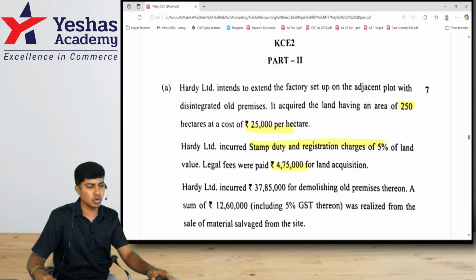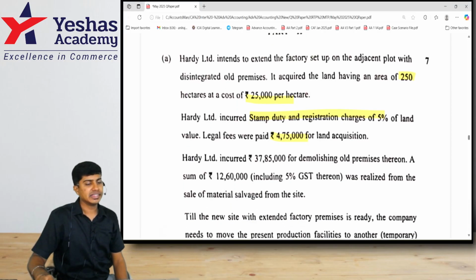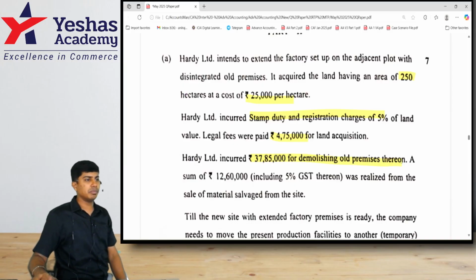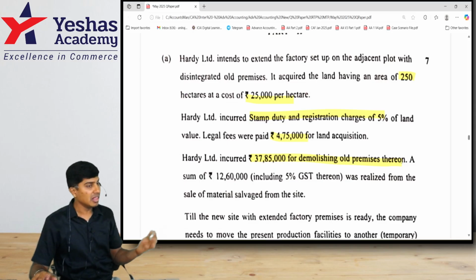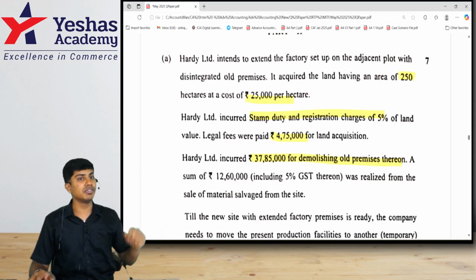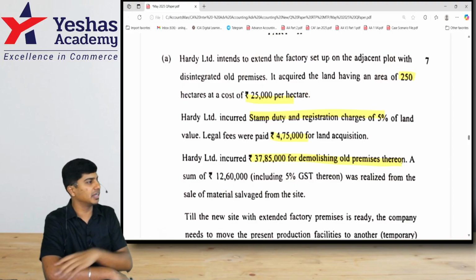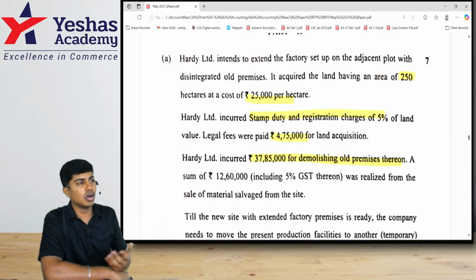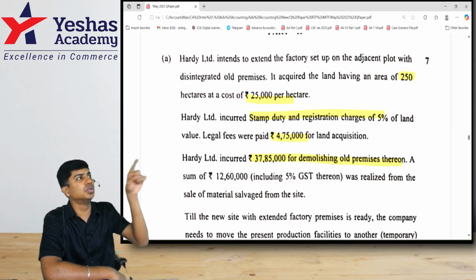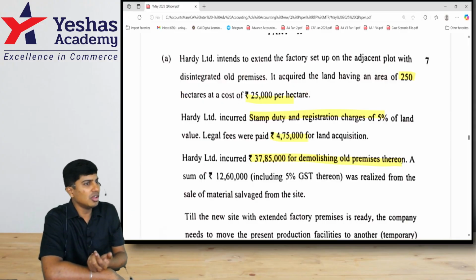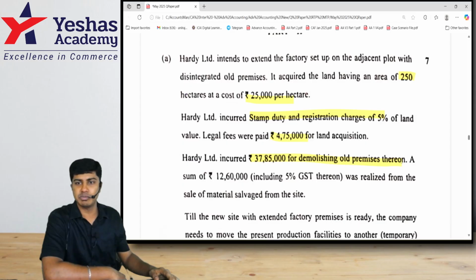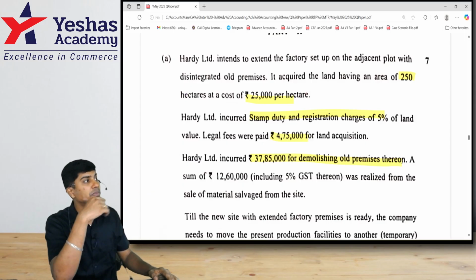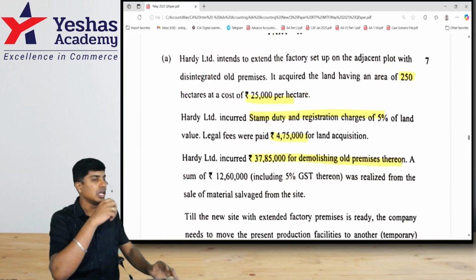What do we have after this 4,75,000? Hardy incurred 37,85,000 for demolishing the old premises thereon. I bought one piece of land to construct my factory. There is already one old building there. I don't need that building. So what will I do? I will demolish that building. Demolishing of the building will not happen like I do this and then it will fall. No, I'm not Rajnikanth. I would have to hire a lot of deconstruction people and then it should be demolished. For the purpose of demolishing, I need to incur 37,85,000.